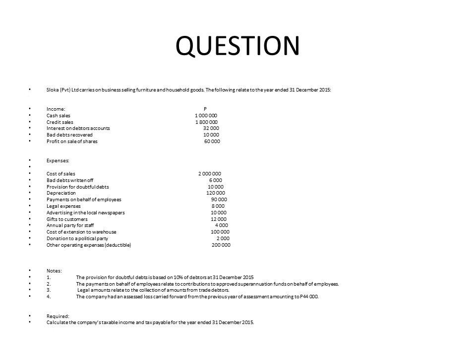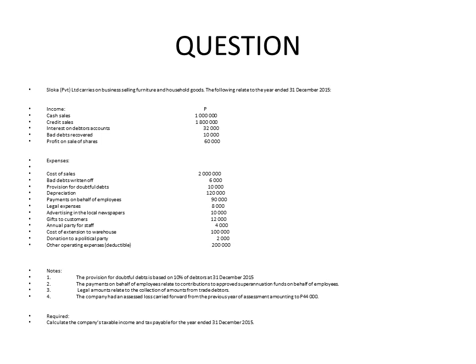Now, we have a question there on Sloka. Sloka is a company. Sloka carries on business selling furniture and household goods. The following relate to the year ended 31 December 2015. Now, there are a number of incomes there: cash sales, credit sales, interest on debtor accounts, bad debts recovered, profit on shares. The thing here is to analyze which ones are taxable incomes.